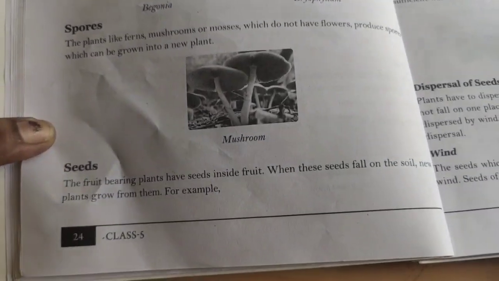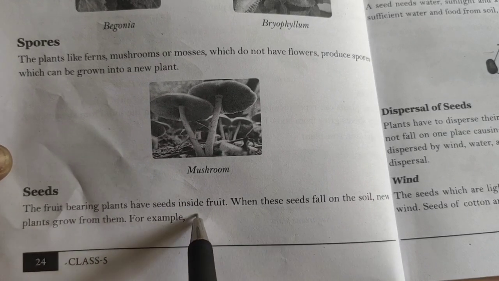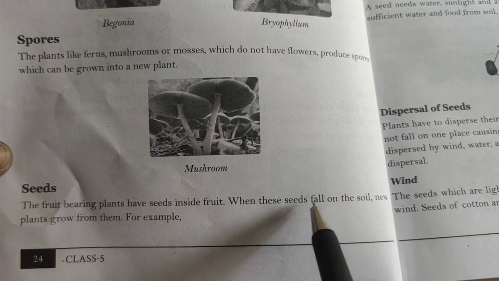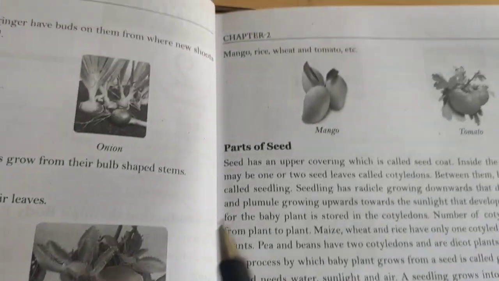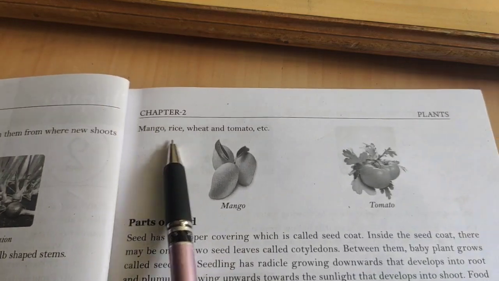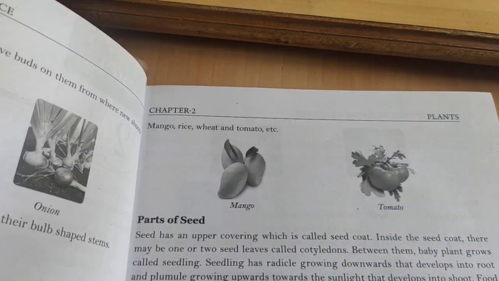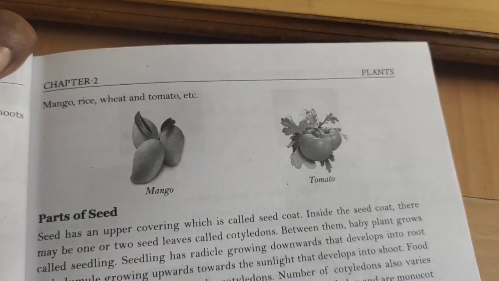Okay. Next is seeds. The fruit bearing plants have seeds inside the fruits. When these seeds fall on the soil, new plants will grow from them. For example, mango, rice, wheat, tomato, etc. Inside the fruits there will be seeds. With the help of those seeds, we can grow new plants.